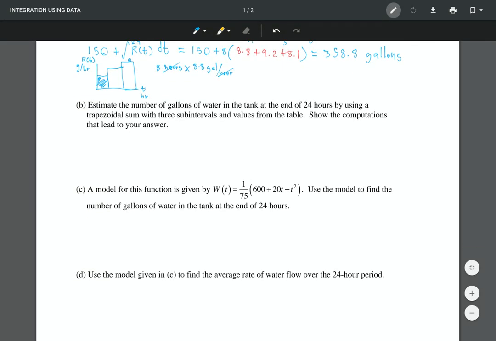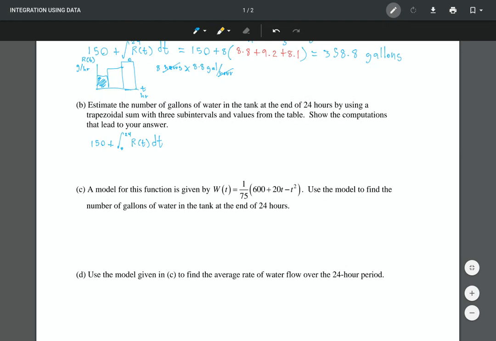Right, so on number 2, it says estimate the number of gallons in the water tank at the end of 24 hours by using the trapezoidal sum with 3 subintervals and the values from the table. All right, so at that point, we're doing the same thing, but we're going to use the trapezoidal sum. Now, the trapezoidal sum for some people is really hard to remember. For some of you, if you happen to be listening in the future, for the 2020 exam, you can actually just write those down if you like.